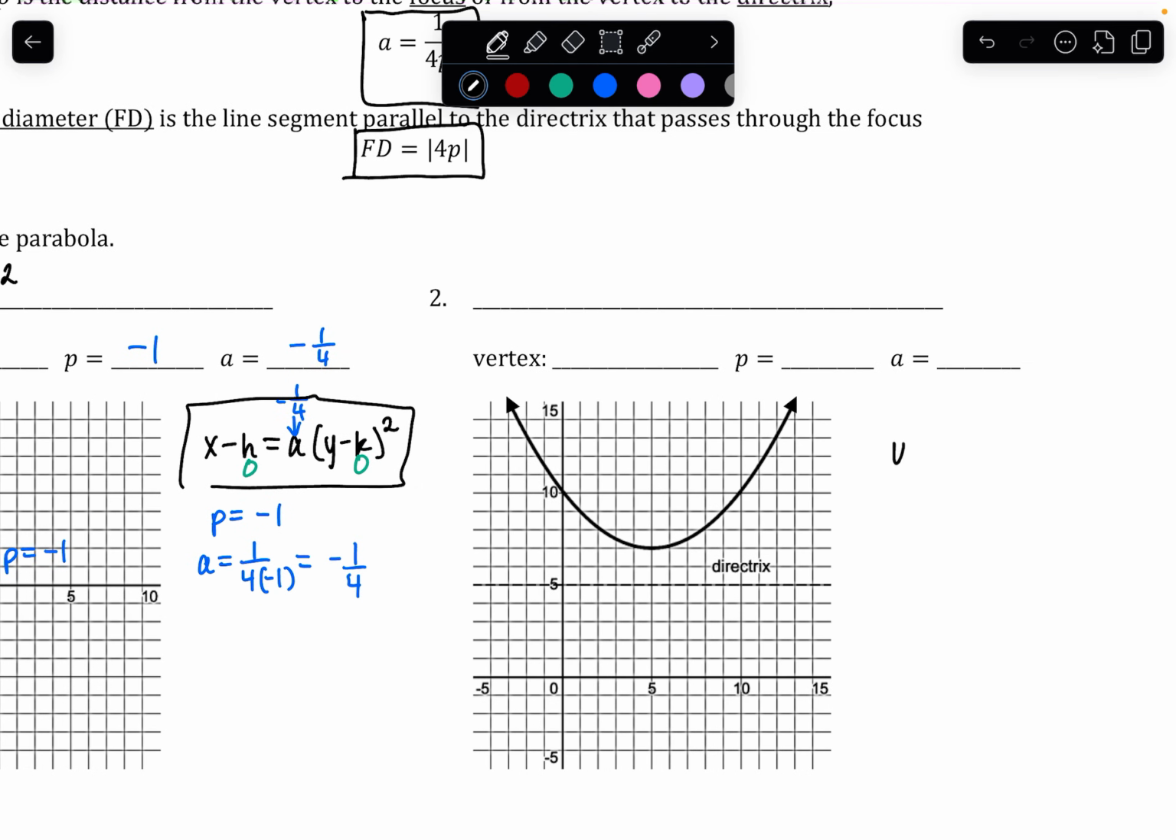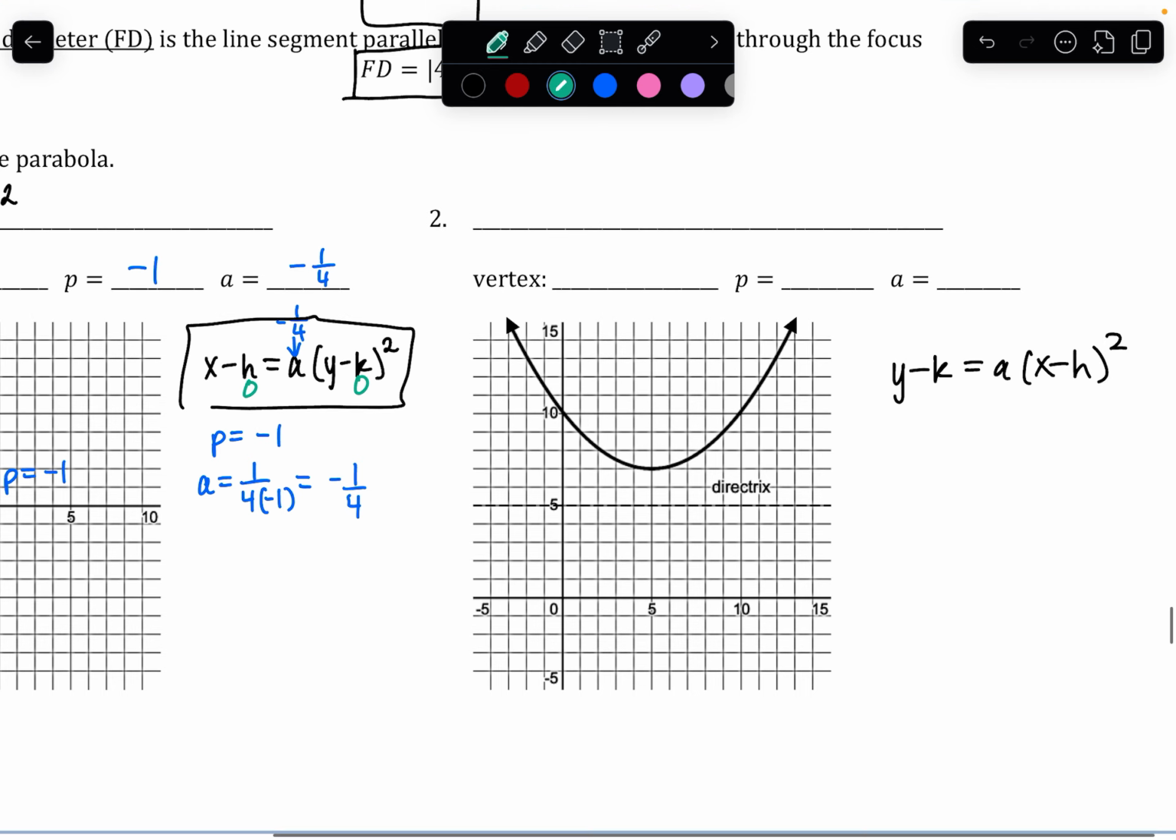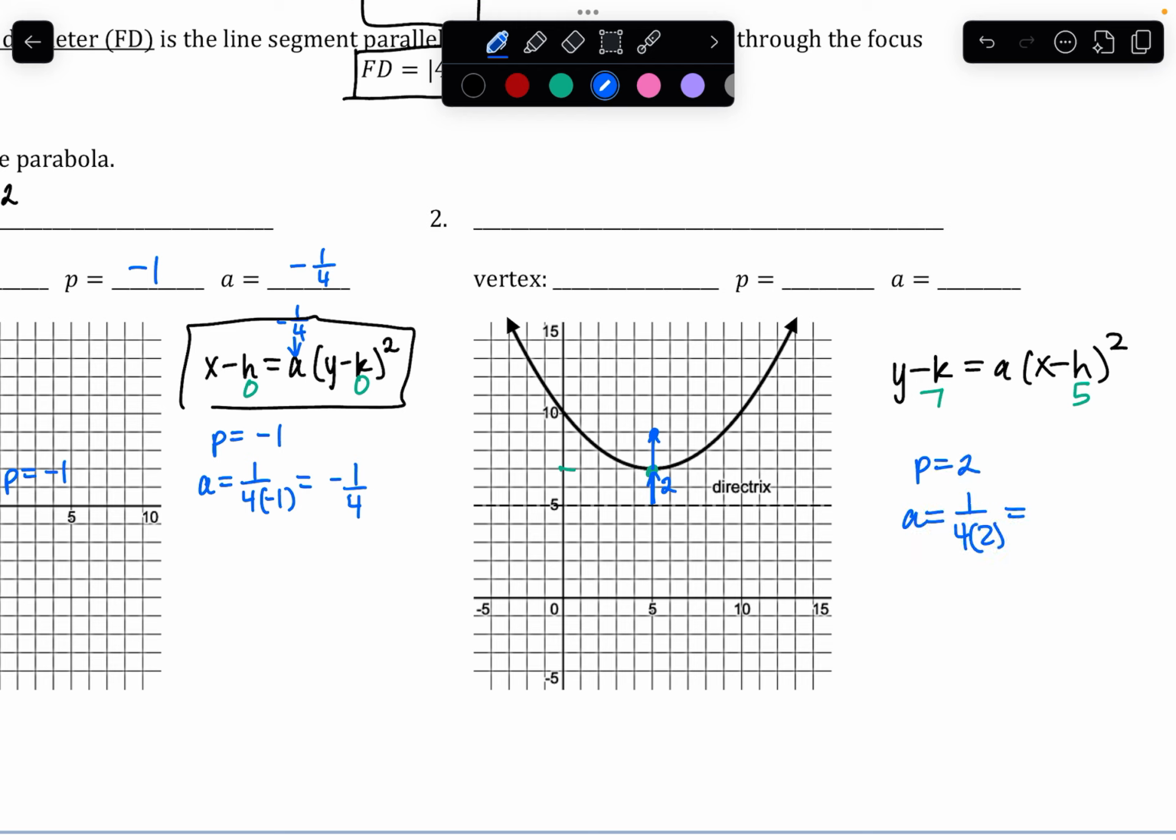So we're going to go back to y being on the left. y minus your k equals a times x minus your h, x is being squared. I can see that the vertex is 5, 7, 5 for the x, 7 for the y. And then I can see the p-value from directrix to vertex, or to the focus if you want to draw it in, is positive 2. And so my a value will be 1 over 4 times 2, which is 1/8.